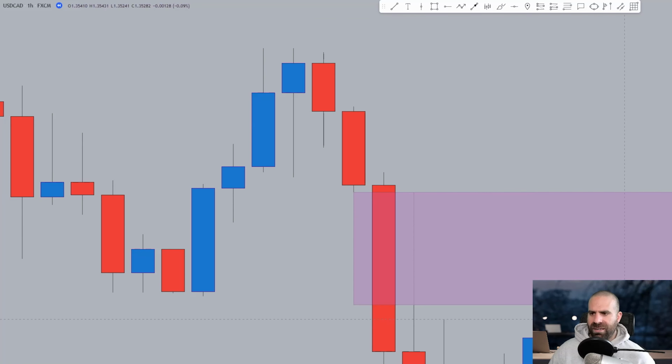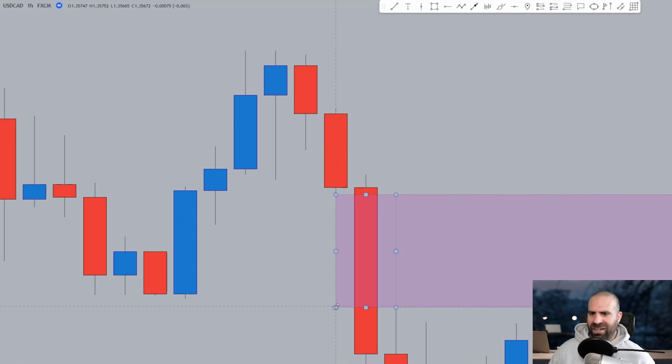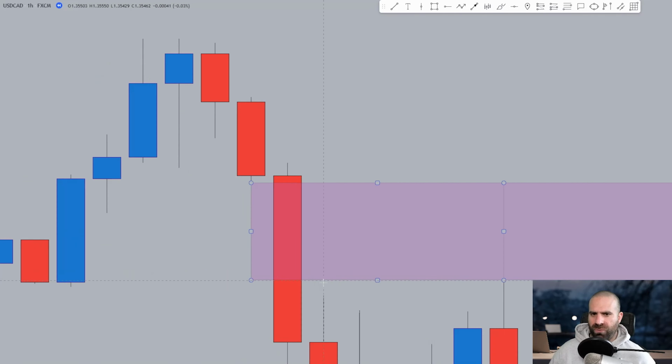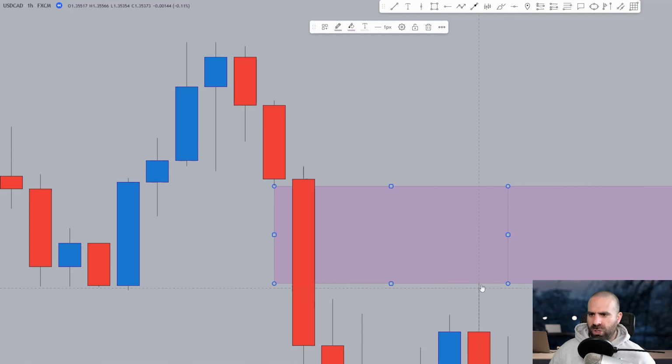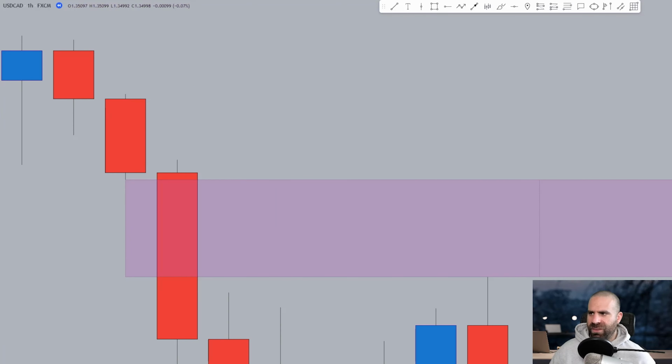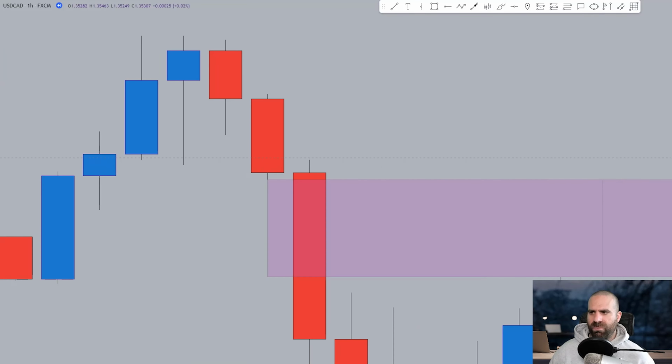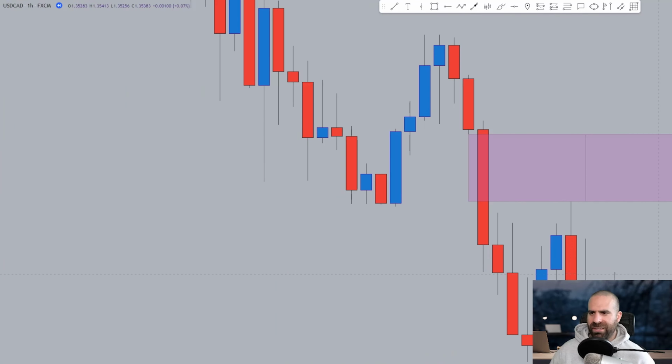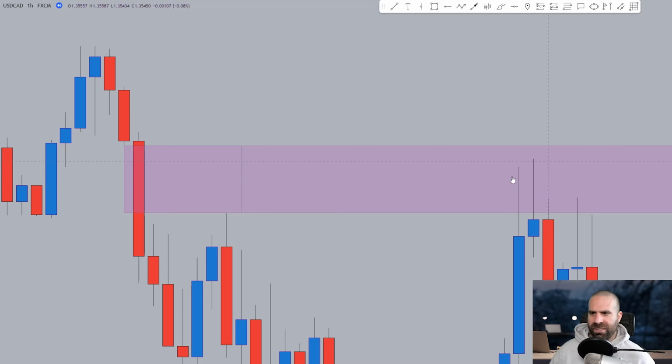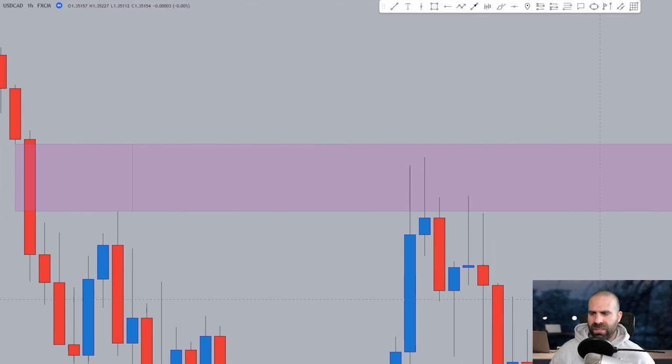It did get fulfilled until this area though, which now makes this one our new fair value gap. You see why? Because it got filled until this area right here. But all of this area right here remains unfulfilled. So we are expecting for those areas to be covered at some point in time. As you can see, price is coming back and retesting this area.